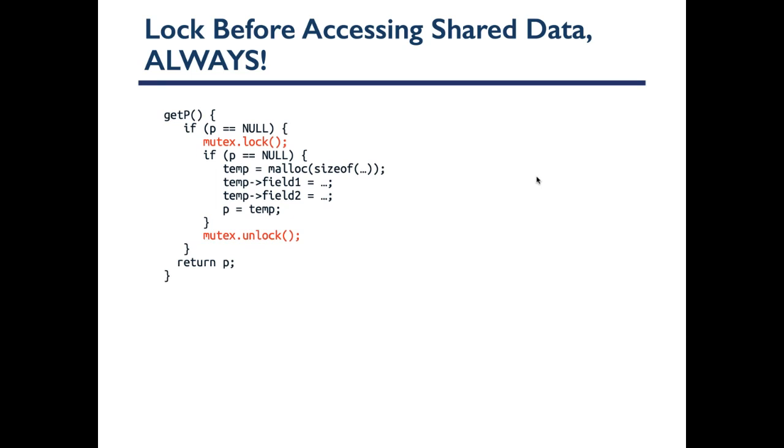So this is one example. I'm going to go through it very fast. It shows the importance of accessing shared data while holding the mutex. So here is a function that is going to return p. It first checks to see if p is null, and if it is null, then it locks a mutex. It creates p. It unlocks the mutex and it returns p.